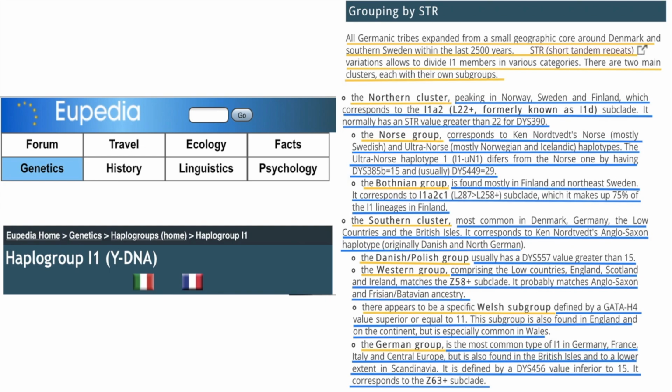And then you have the German group. It is the most common type of I1 in Germany, France, Italy, and Central Europe, but is also found in the British Isles and, to a lower extent, in Scandinavia. It is defined by a DYS456 value lower than 15. It corresponds to the Z63+ subclade.